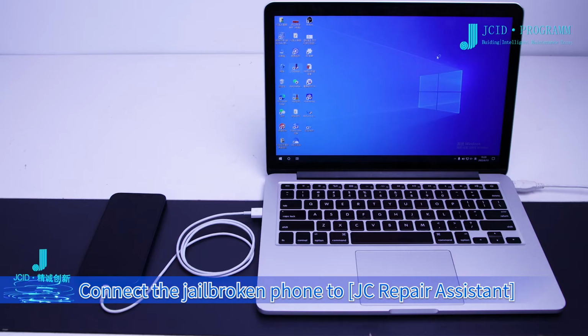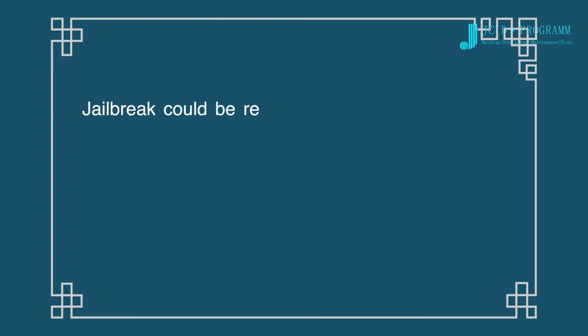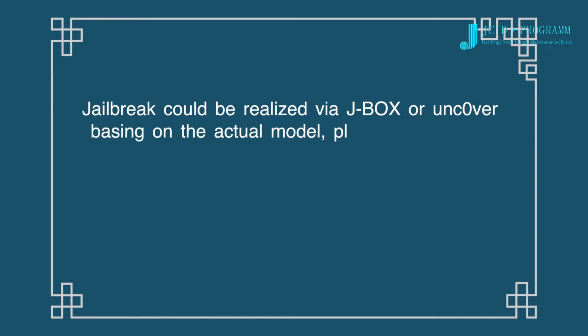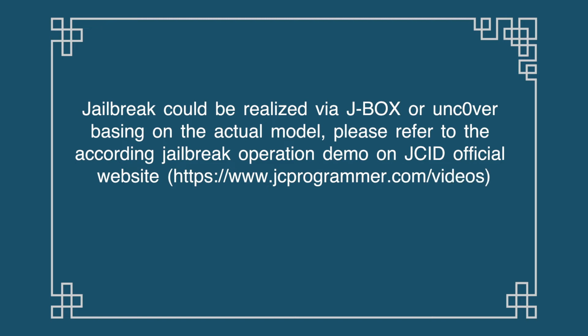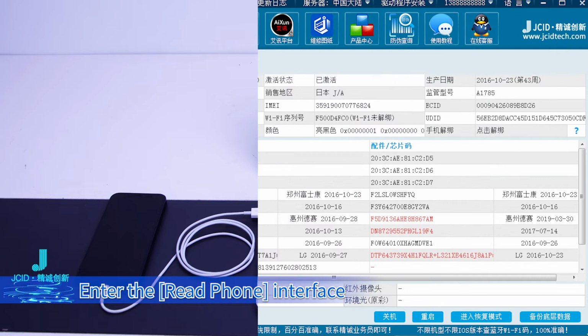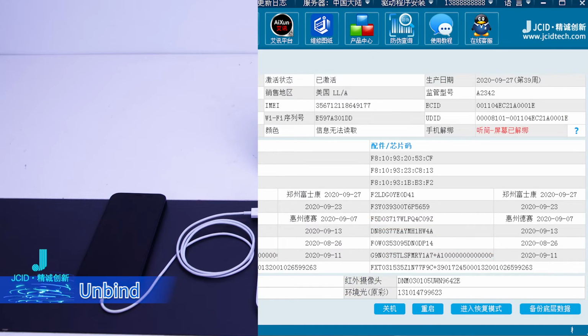Connect the jailbroken phone to JCID Repair Assistant. Enter the Read Phone interface. Unbind.